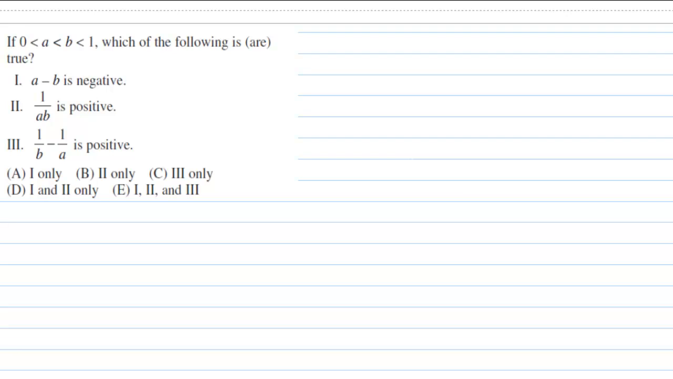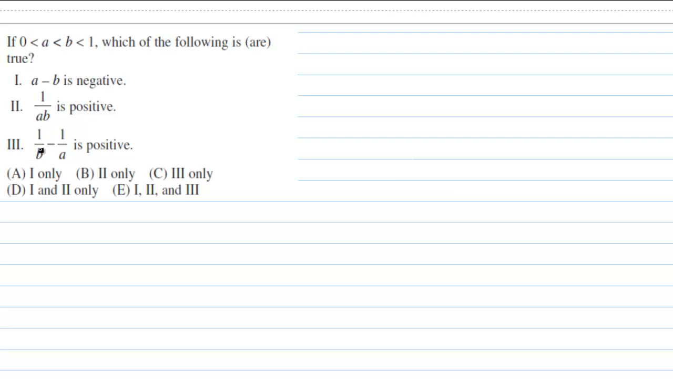So the first problem we'll solve here, as you can see, says if 0 is less than A, less than B, less than 1. All right, it means A and B are some numbers between 0 and 1. Which of the following is true? We have 3 givens, you can see that. This is a multiple choice question. So the first given says A minus B is negative. The second one says 1 over AB is positive.